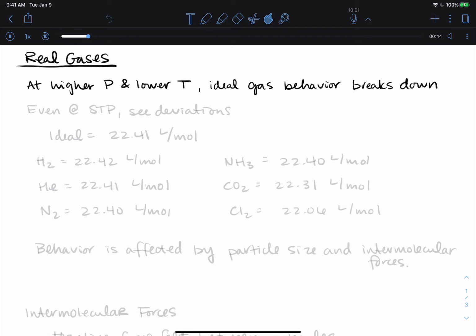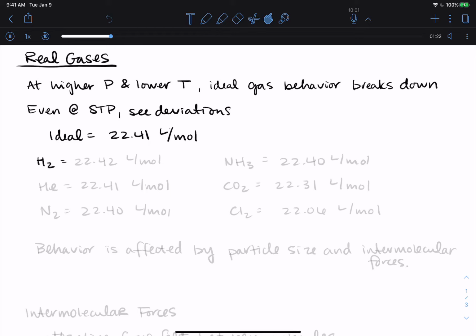So even at conditions of STP, we do see some deviations from ideal behavior. If you remember, at standard temperature and pressure, an ideal gas would have a molar volume of 22.41 liters per mole. Under these same conditions, here are some sample molar volumes.